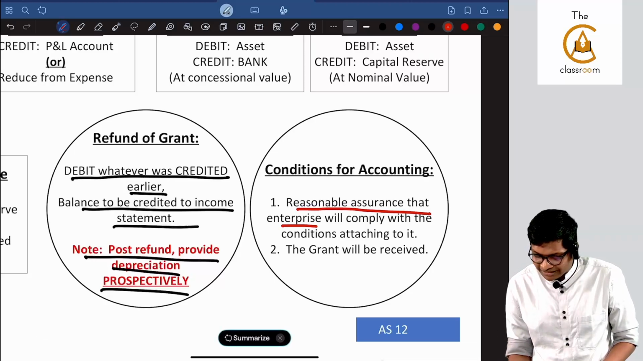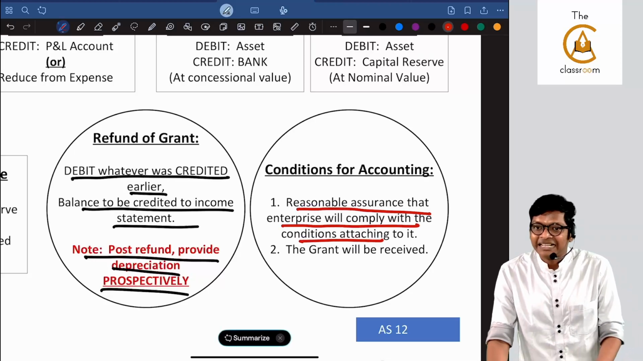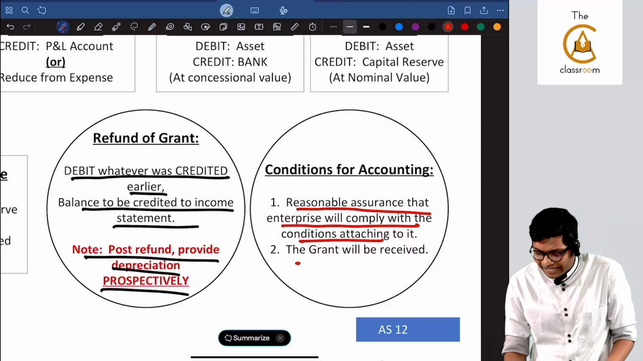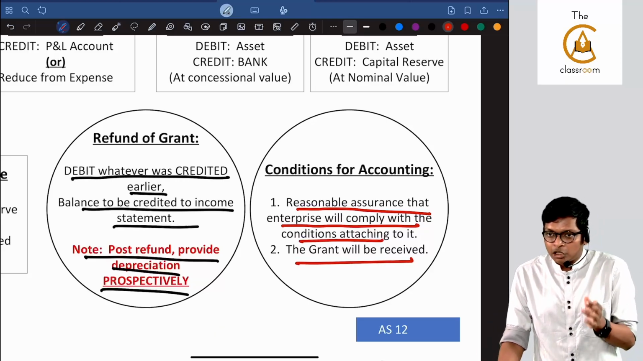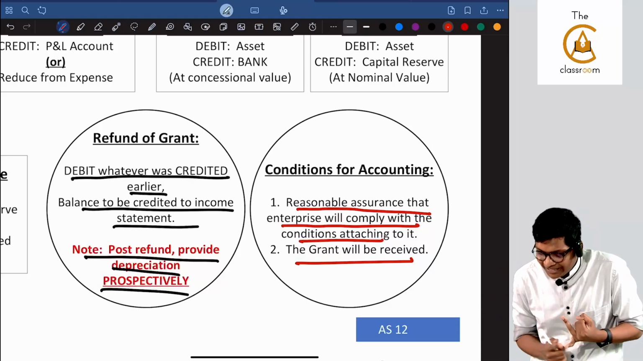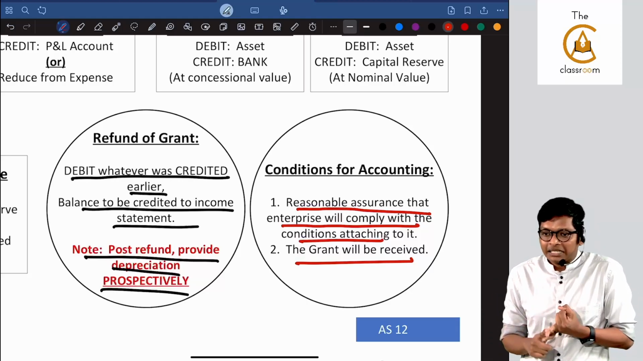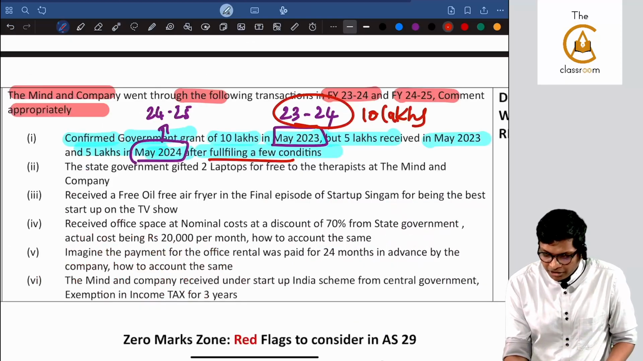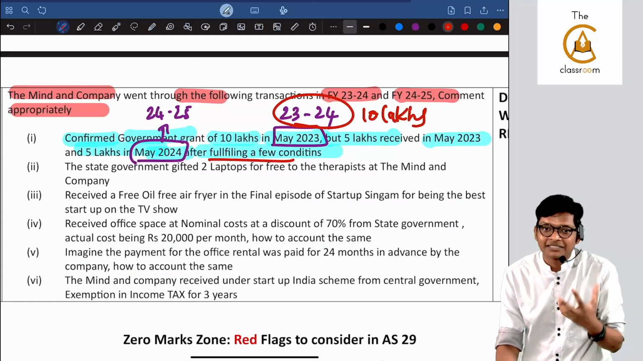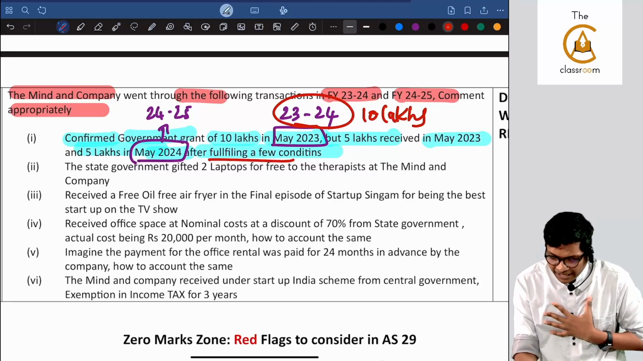Reasonable assurance that the enterprise will comply with the conditions. If I wasn't sure, if I was not very sure I will receive it, the grant cannot be accounted. So I can account only after there is an assurance that conditions will be satisfied and the grant will be received. Here, because there are conditions to fulfill for next year, it is better to defer to next year. Prudence. Are you getting it? So we have this in the study material.